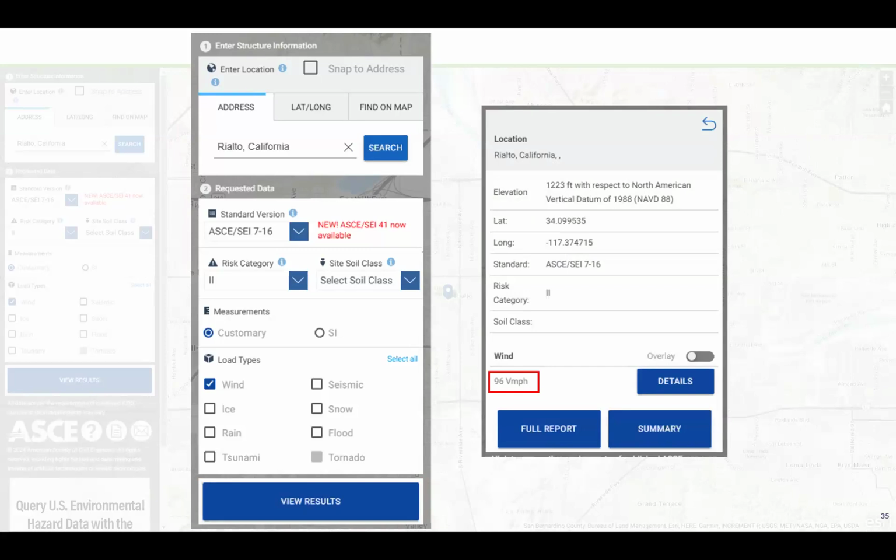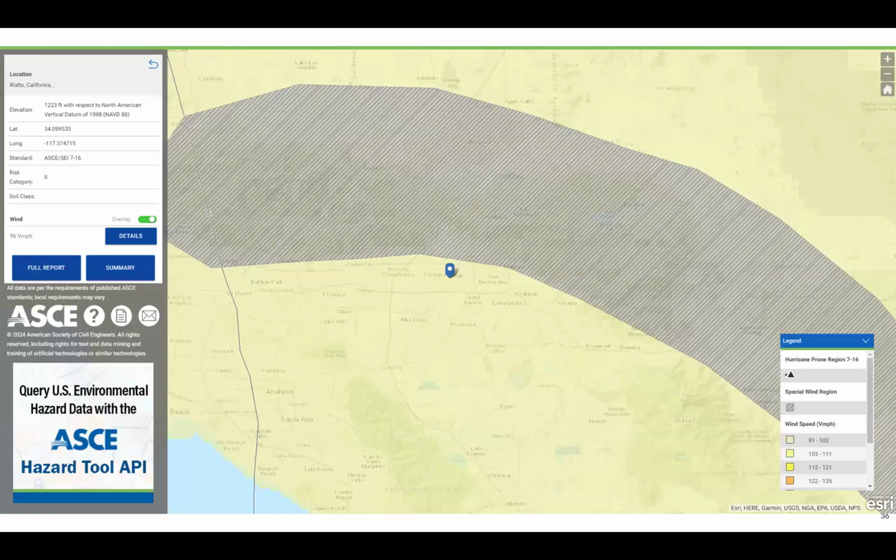And it has a nice feature called overlay. If you turn that on, you can see where Rialto is, and you can see the relationship of Rialto to the special wind region. Pretty cool. It eliminates doing what I did back in the day with copying something on a copier and then blowing it up multiple times to see where you actually are, and then trying to overlay a map with streets on it or whatever. This will get you.